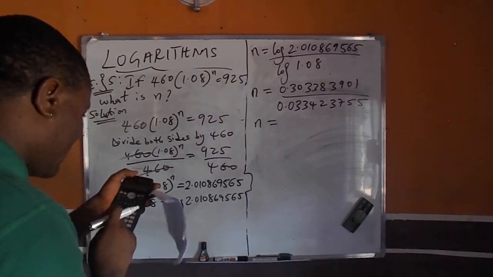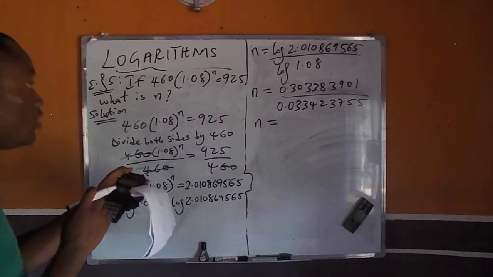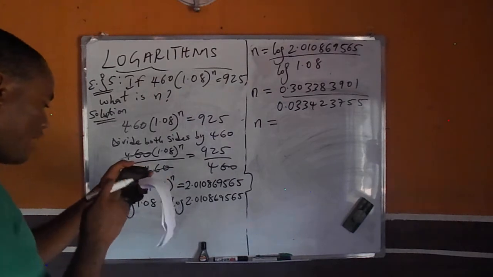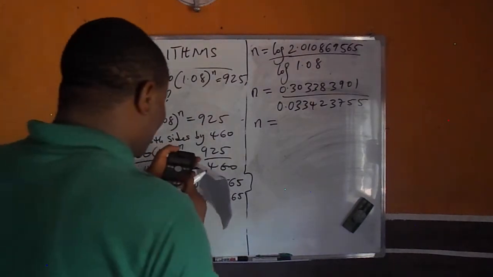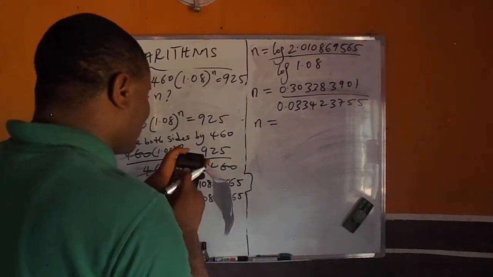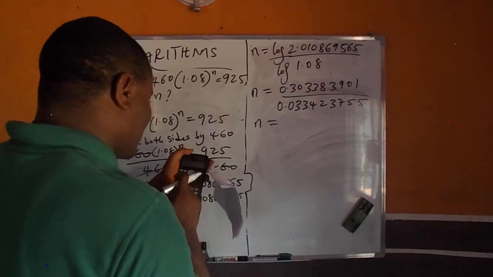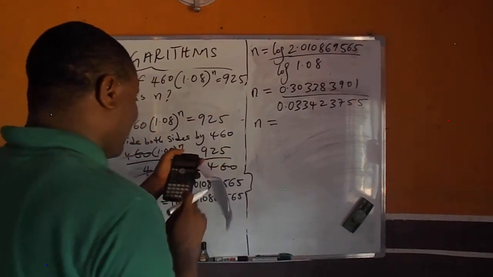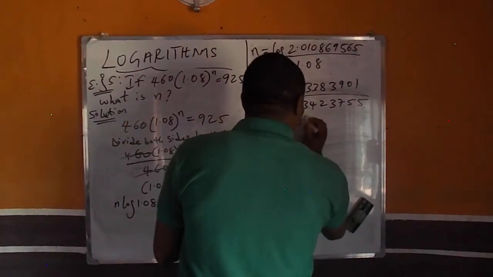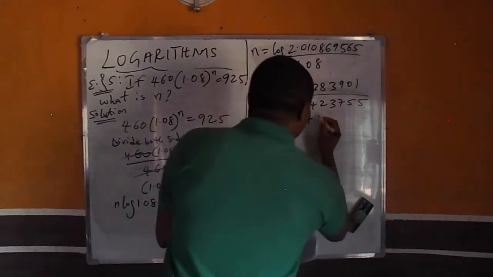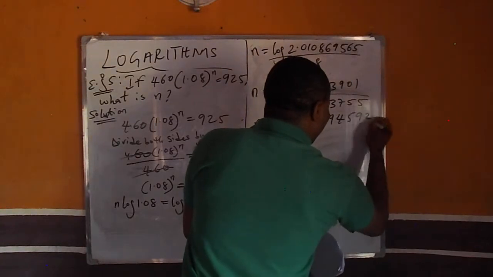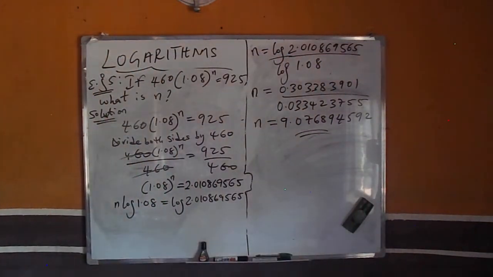So we now say 0.303383901 divided by 0.03342 3755. Our final answer will give us 9.076896. This is our final answer.